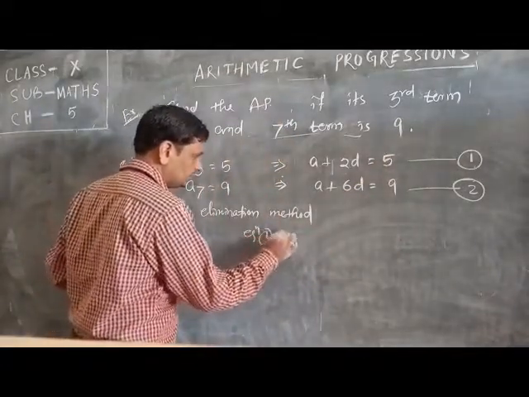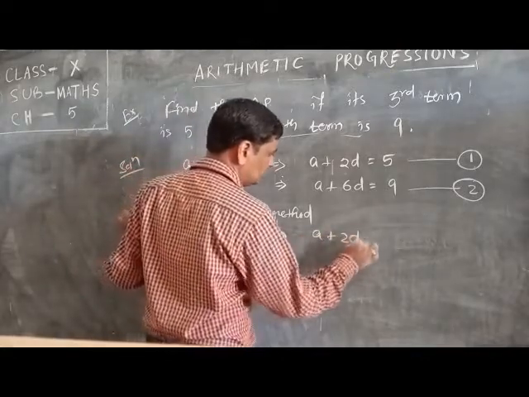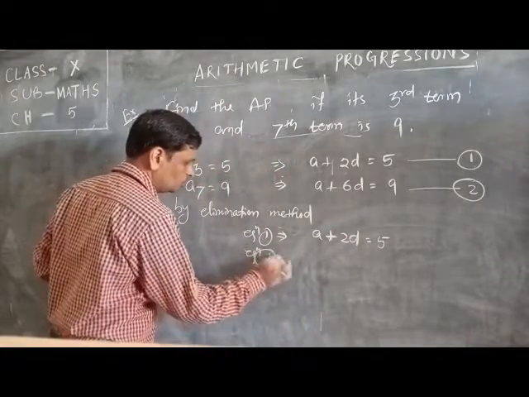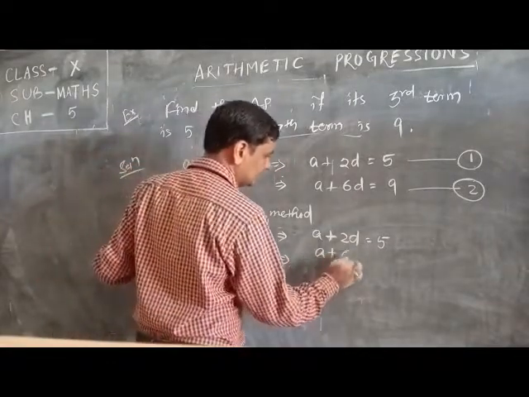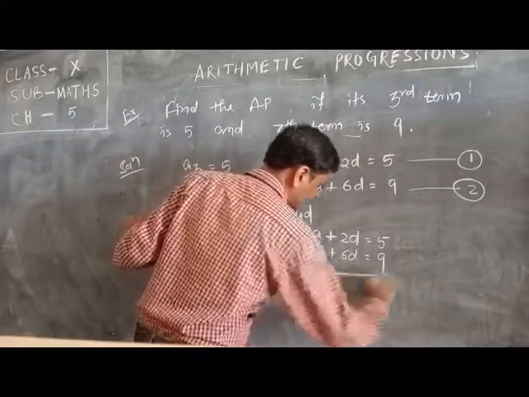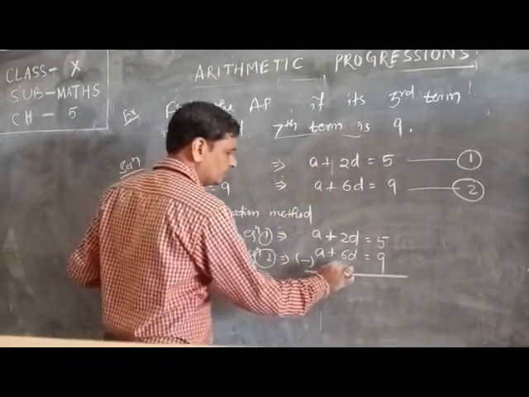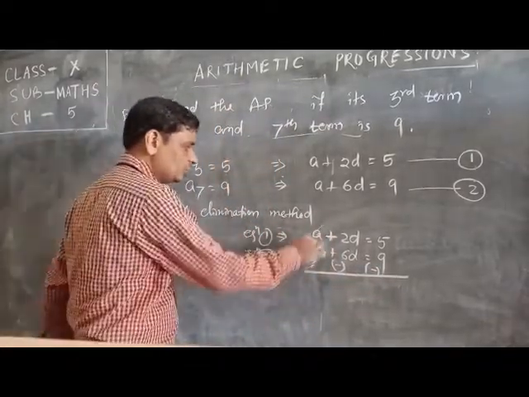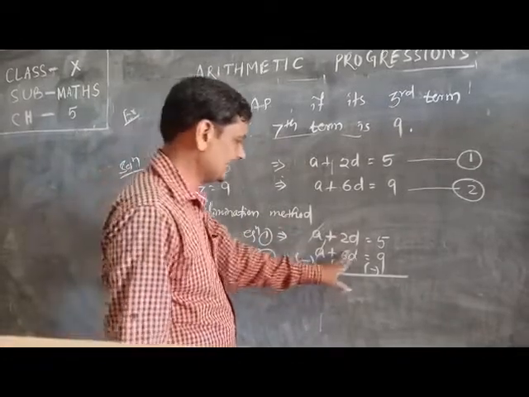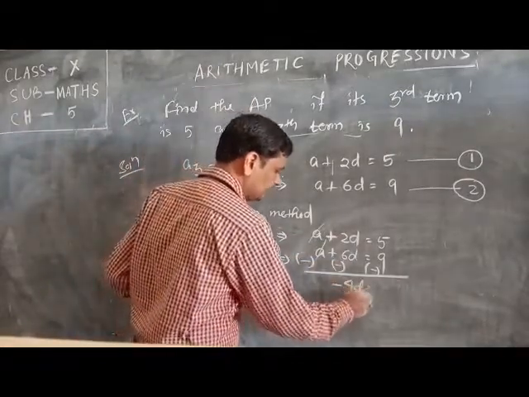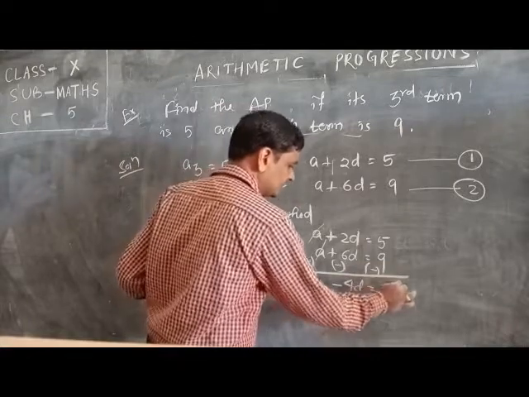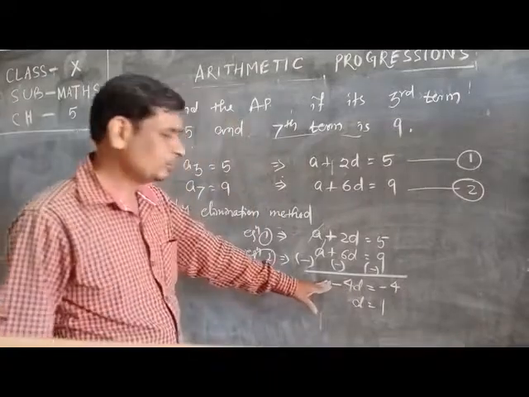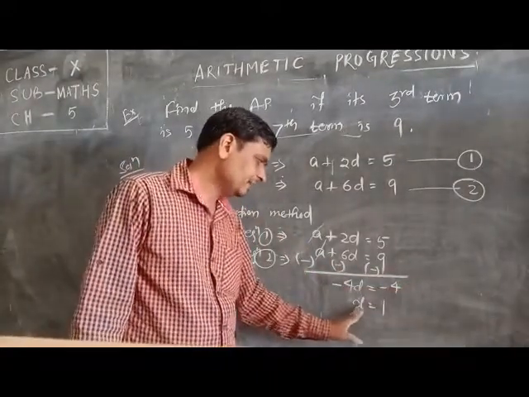Equation 1 is a plus 2d is 5 and equation 2 becomes a plus 6d is 9. By subtracting the equations, a minus a will be cancelled here. 2d minus 6d is minus 4d. 5 minus 9 is minus 4. So minus 4d is minus 4 and d becomes 1.